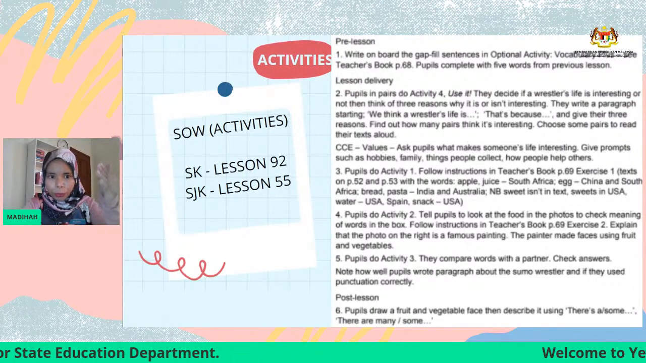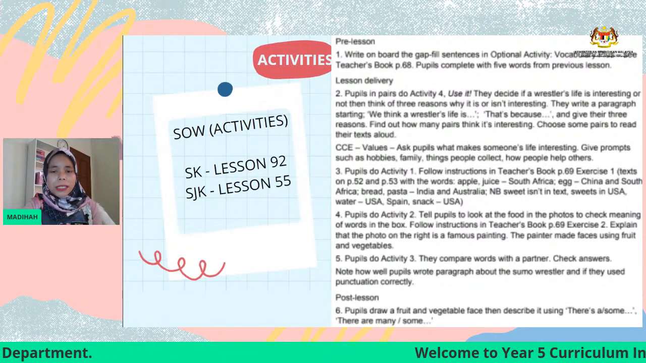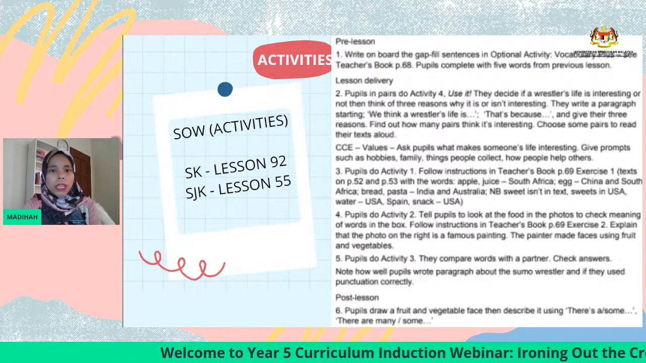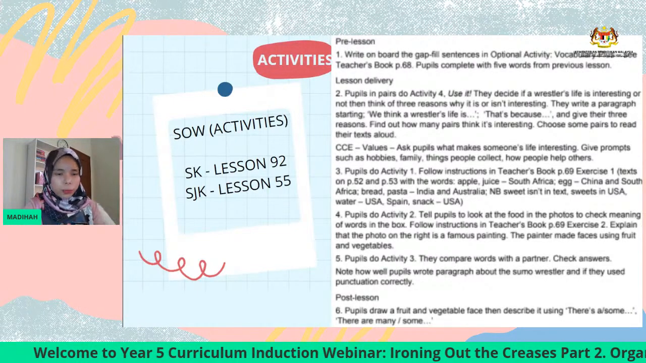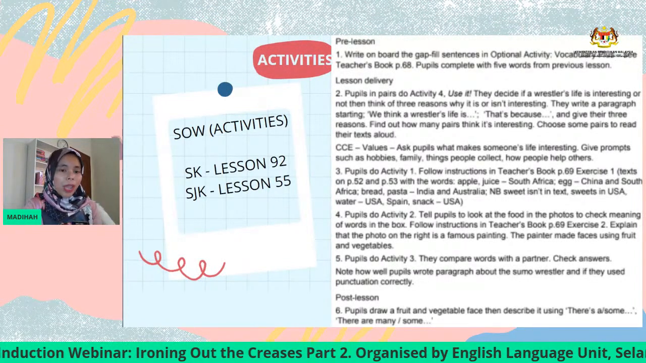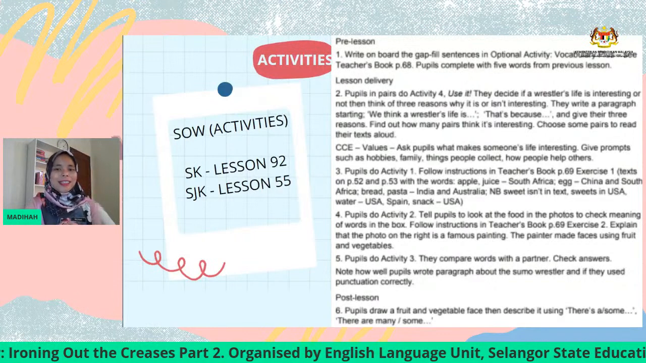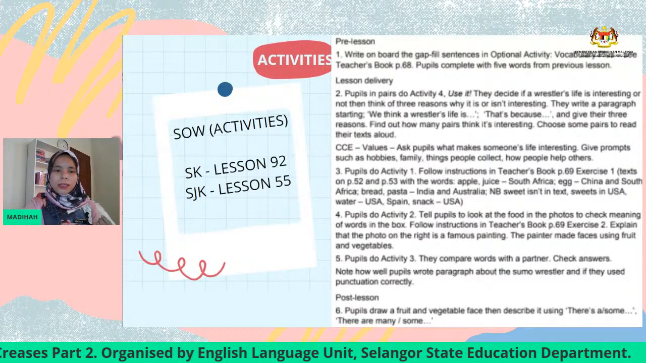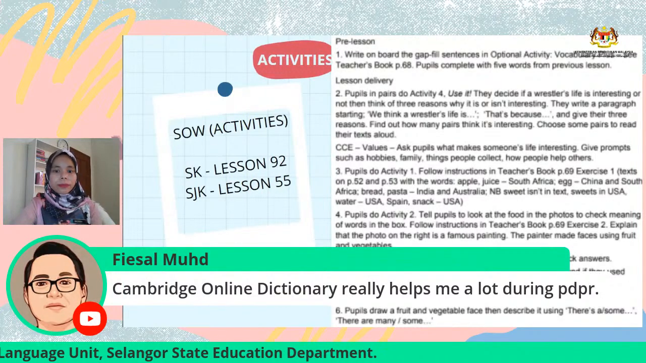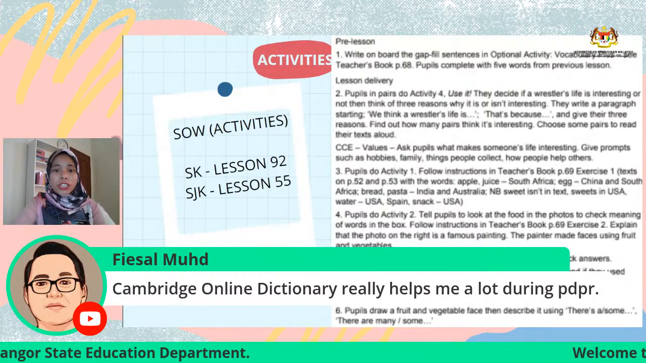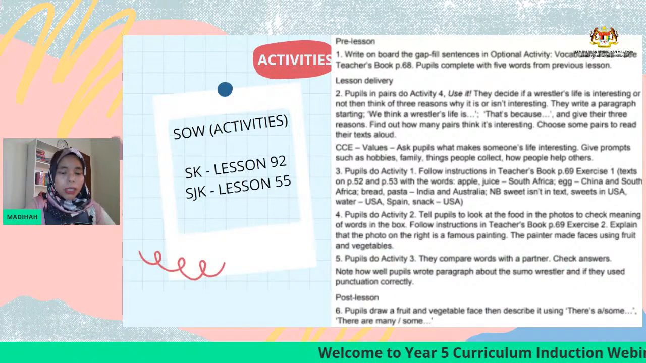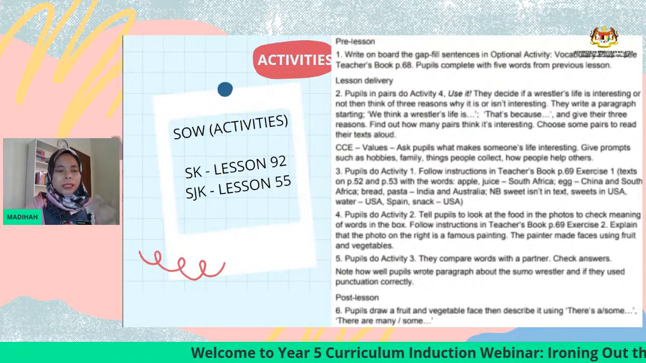So let me go through the SOW. For the pre-lesson, students will write on the board the gap-filled sentences in the optional activity. Here they suggest us to look at the teacher's book. Some schools are provided with a teacher's book that we have to share, and some teachers go the extra mile and get their own teacher's book. It's up to you, teachers. If you have the teacher's book, you may refer to it. But if you don't have it, it's okay, teachers, because remember, we can adopt and adapt the lesson.